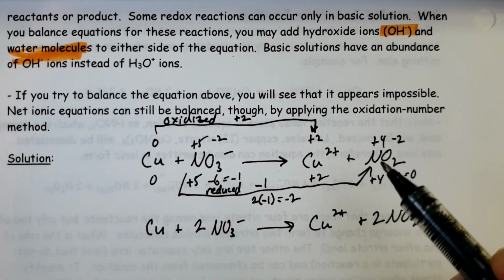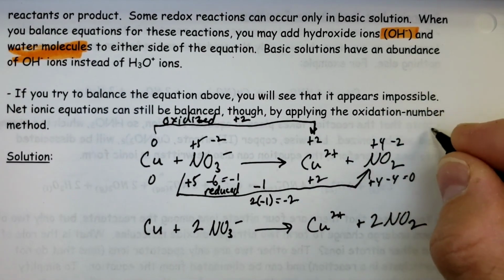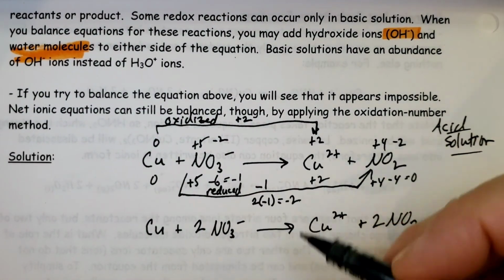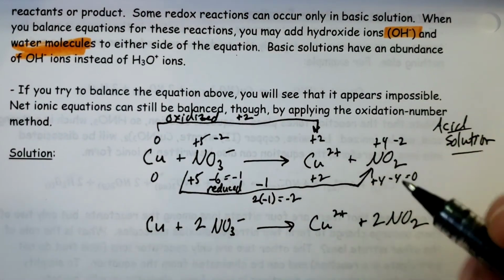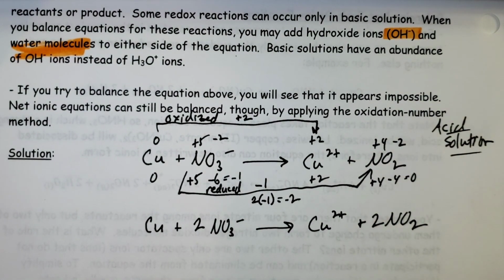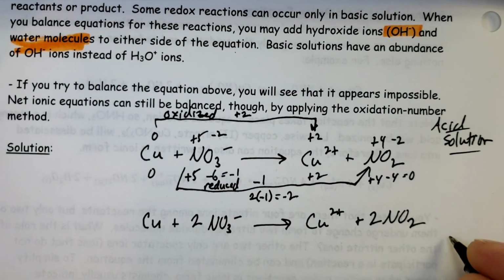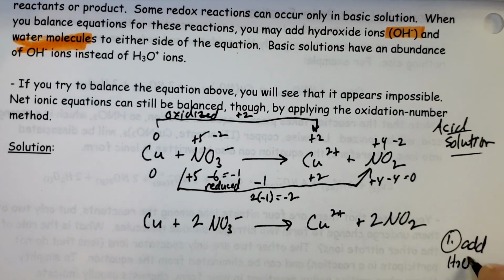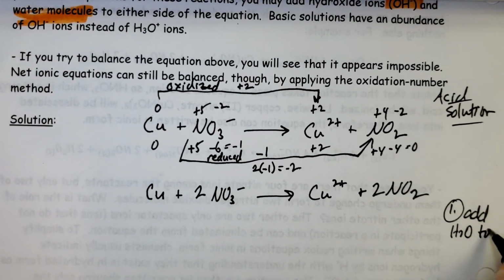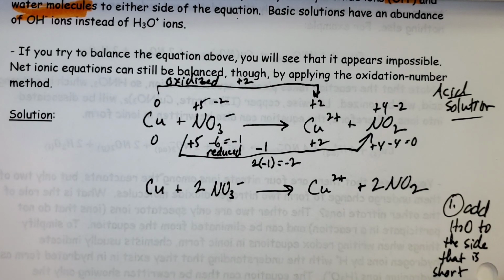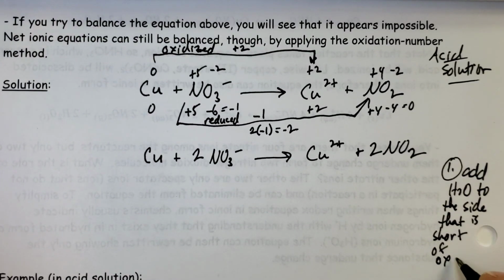But since we were told that it was in an acid solution, we can manipulate things. If, of course, we had started off with this, on the previous page we worked backwards, but the actual question would be, you're given this net ionic equation, balance it if it's in an acid solution. So over here, 2 steps. Add H2O to the side that is short of oxygens.